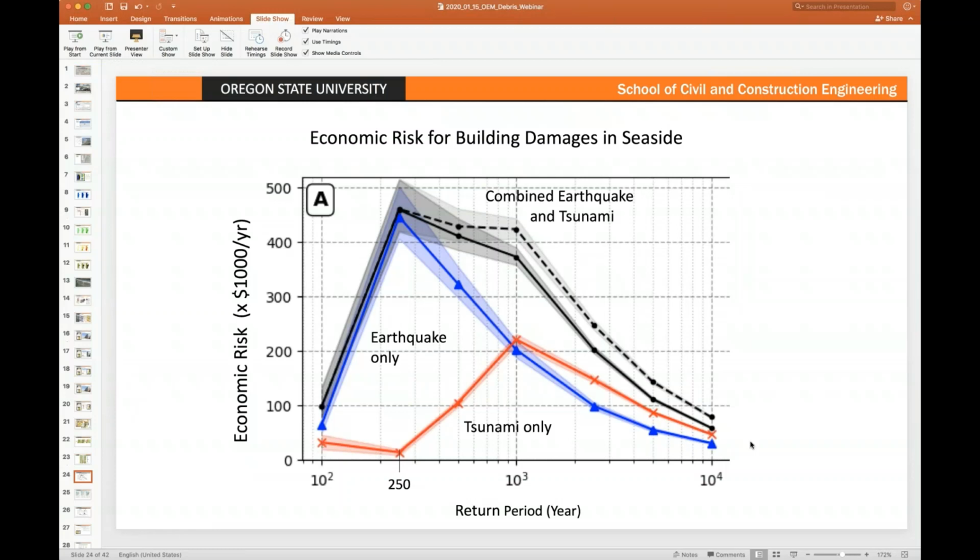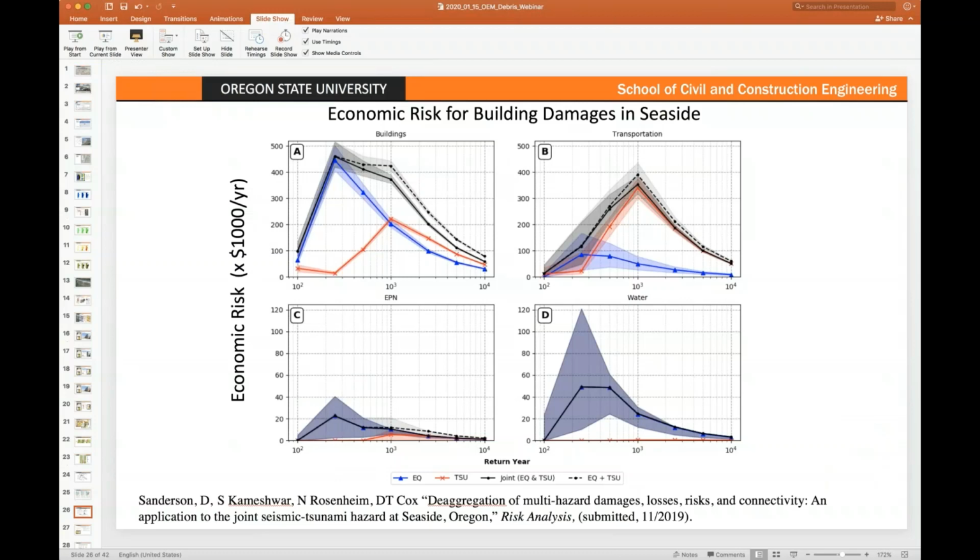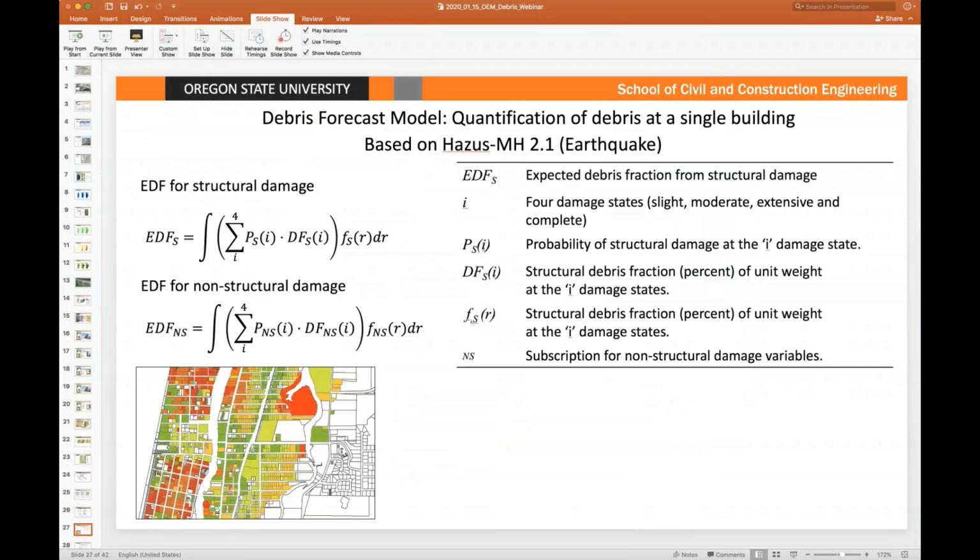And then at the other extreme, we have higher consequence, but not so likely to happen. And then it's really in the middle where we start to look at 500,000-year events where we've got the biggest risk that we have to worry about. This is for looking at tsunamis, and then we can also look at earthquakes and combinations of earthquakes and tsunamis. So we're spending a lot of time to try to understand risk for the buildings, and then also for water, electric power, and roads, doing the same kind of risk analysis.